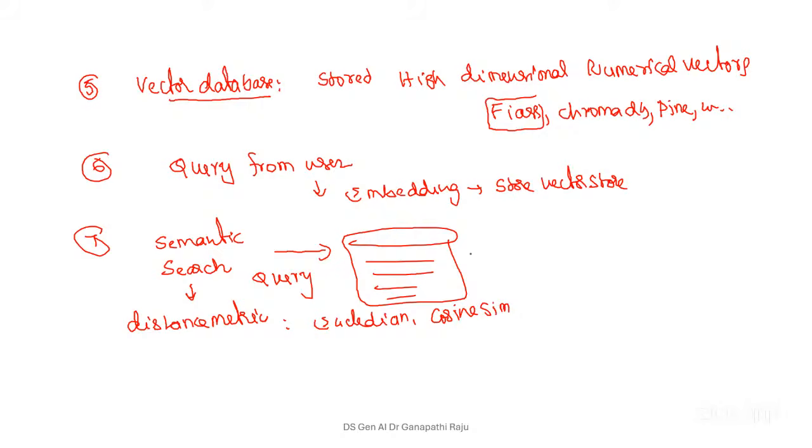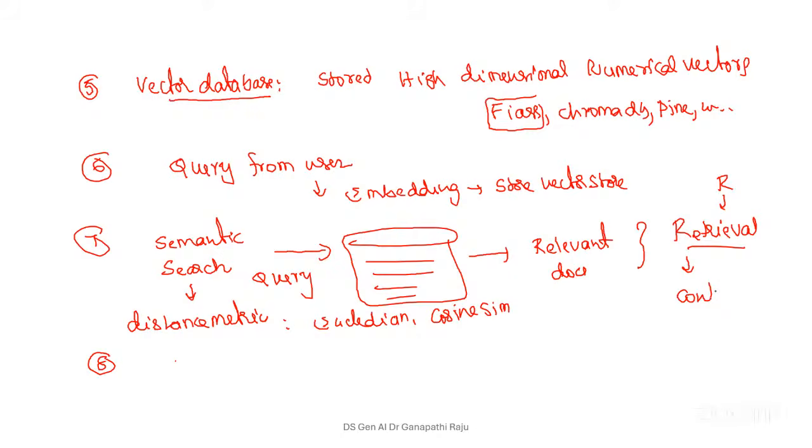Now we will be getting some relevant documents from the vector store. This step is called retrieval. In RAG, R stands for retrieval. Then the eighth step: whatever we retrieved is also called the context for the query. Now the next step is called augmentation.